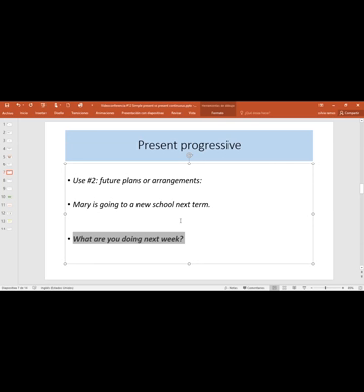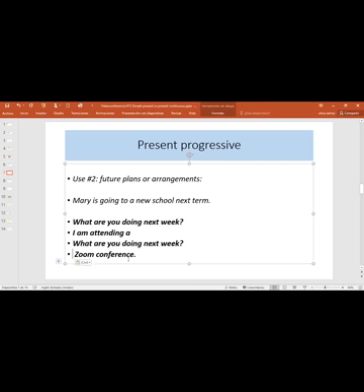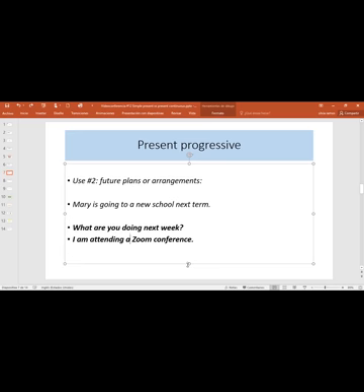Ricardo, what are you doing next week? For example, in my case, next week I am attending a Zoom conference. That's for me. Also, you can ask, what are you doing next Sunday? What are you doing next Sunday, Carmen? I am traveling to the mountains. Okay, very good.